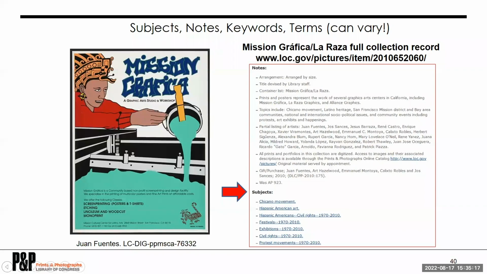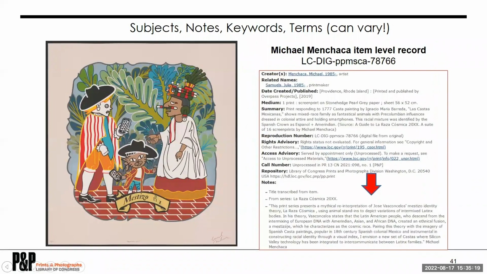And we can compare that to this item level record for one of our Michael Menchaca prints from his La Raza Cosmica series that Danny described earlier. In this case, our cataloger was able to find and include a statement about the work by the artist, and she included that statement in order to provide keywords and phrases that the artist himself chose, like Latinx, Latin American people, mestizo, mestizaje, and more.